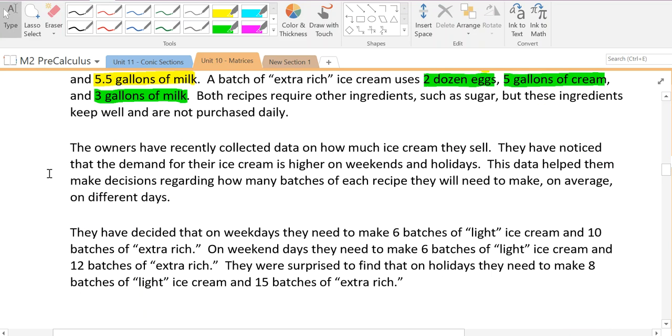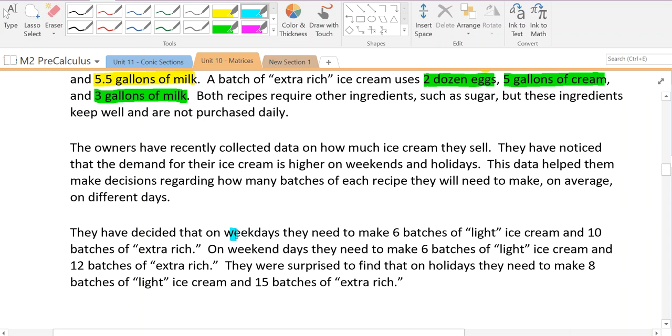The owners have collected data on how much ice cream they will sell. They have noticed that the demand for their ice cream is higher on weekends and holidays. This data helps them make decisions regarding how many batches of each recipe they will need to make on average on different days. That's nice, but you still haven't told me any of the information to create my matrix. They've decided on weekdays. Okay.